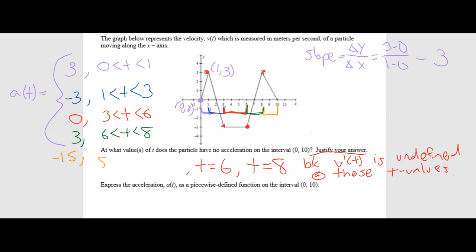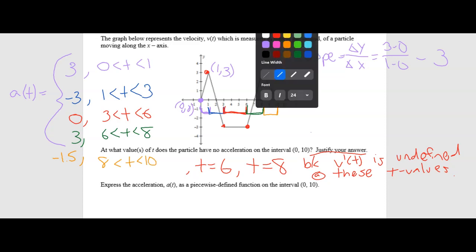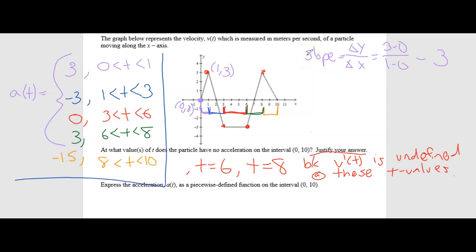That is from 8 to 10. So again, this is a large piecewise function because there's many different pieces, but you can see as we broke down the velocity graph into the different linear sections, we were able to come up with our acceleration function. All right, let's move on down to the next question.